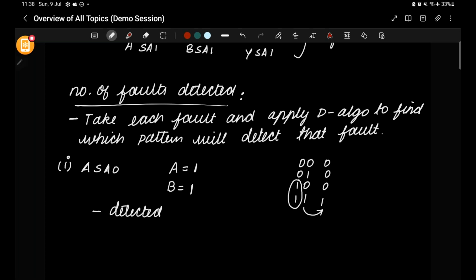How we determine that a fault is detected, what is good machine simulation, what is faulty machine simulation, those things I will discuss during the ATPG class. The fault simulation, good machine simulation, faulty machine simulation topics I will be discussing during the ATPG class. So today just apply this pattern using D algorithm, and if that pattern is coming, then that fault is detected. So this is how you can approach this question.